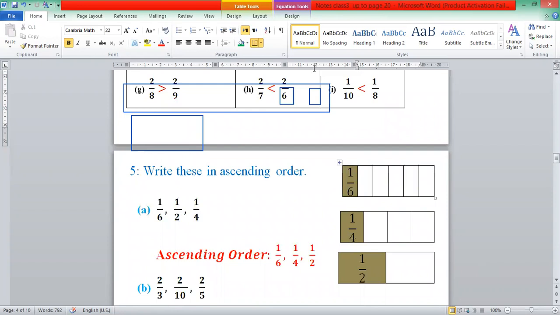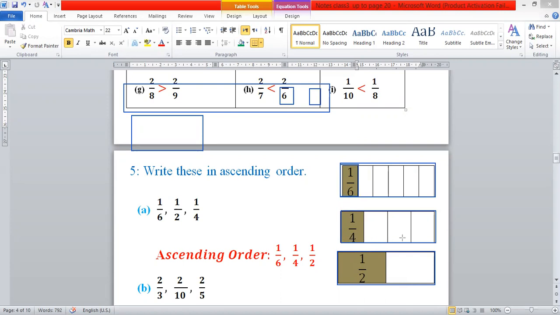look at these three diagrams. I am considering this is a rectangle, this is another rectangle of the same size, and this is another rectangle of the same size. If I divide this rectangle into 6 equal parts, each part is called 1 over 6. This colored portion is 1 over 6.